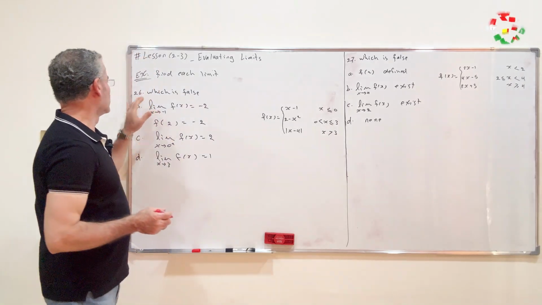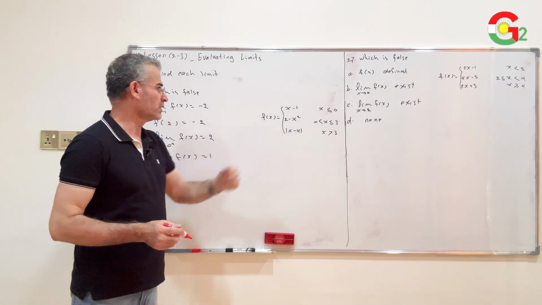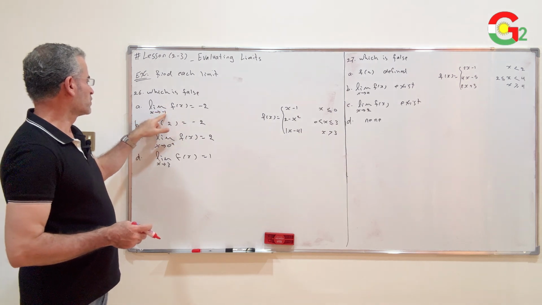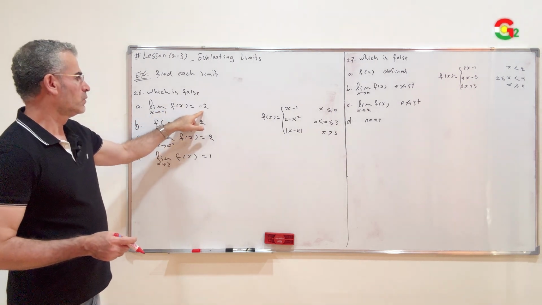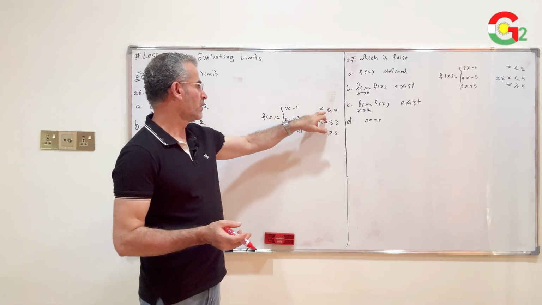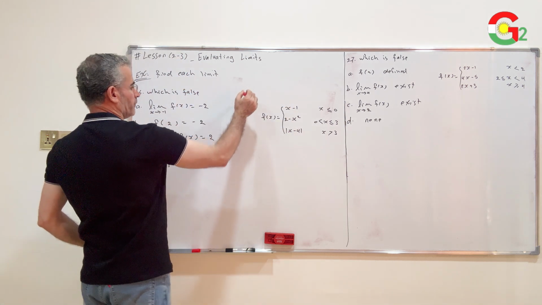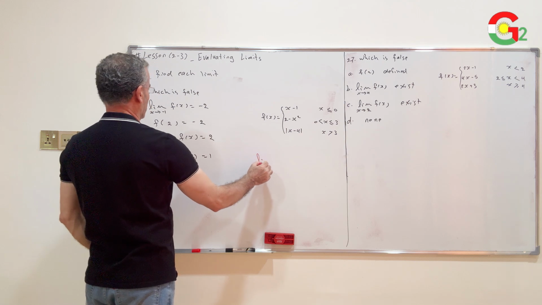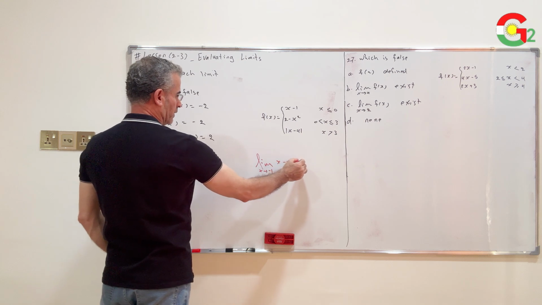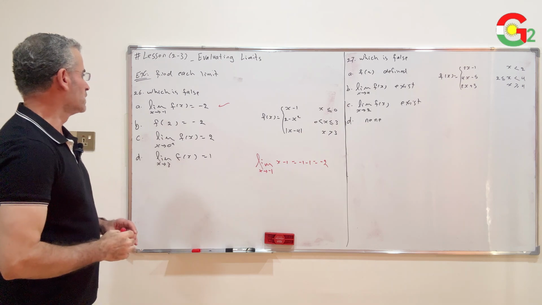Question number 26. Which is false? Which of these statements is false for the function f of x? Limit f of x when x approaches negative 1 equals negative 2. X approaches negative 1, negative 1 is less than 0. Then I'll substitute here negative 1. Limit x approaches negative 1 for x minus 1 equals negative 1 minus 1 equals negative 2. So this statement is true.